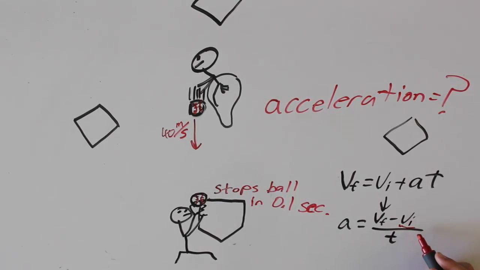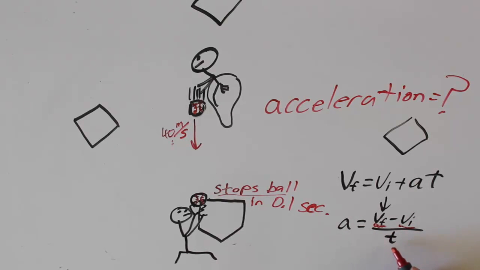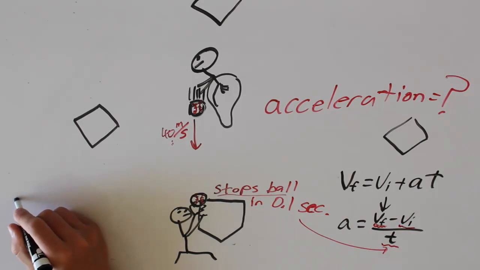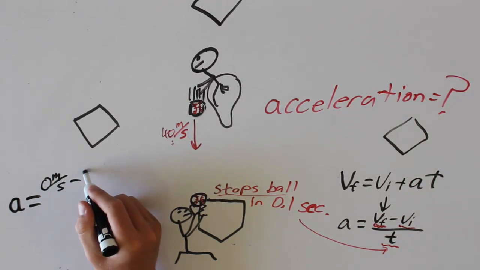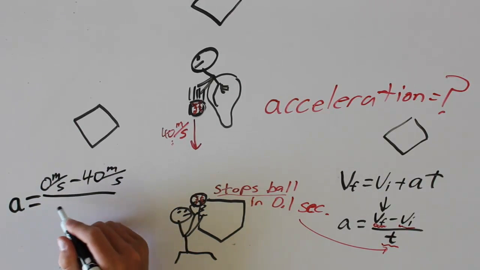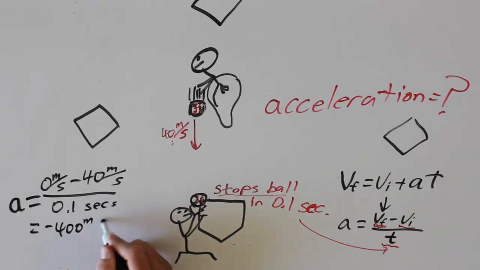So we know that the catcher stopped the ball, right? So its final velocity is 0 meters per second, and its initial velocity is 40 meters per second. So to calculate the change in velocity, you do final velocity minus initial velocity. So 0 meters per second minus 40 meters per second equals negative 40 meters per second. It took the catcher 0.1 seconds to decelerate the ball. So the acceleration is change in v divided by time, or negative 40 meters per second divided by 0.1 seconds, or negative 400 meters per second per second.